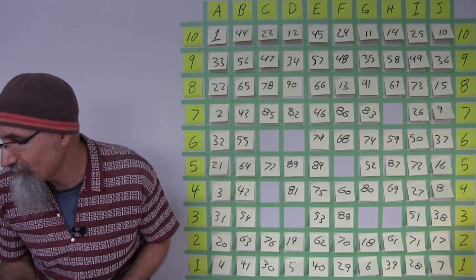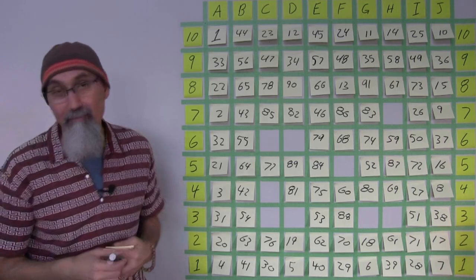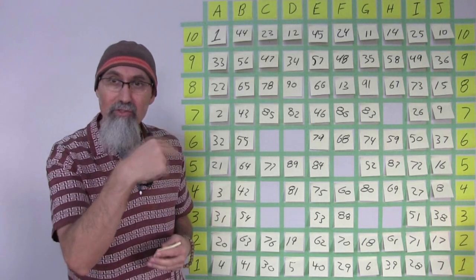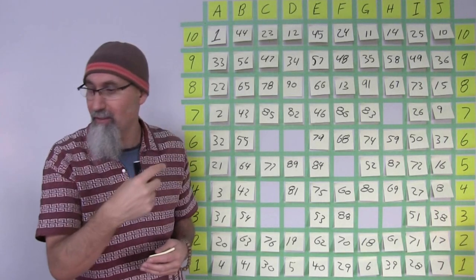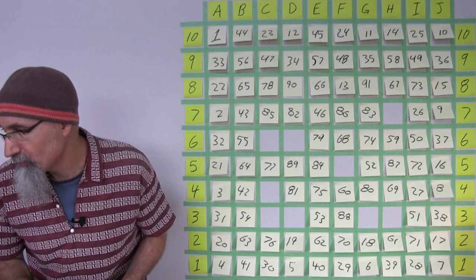So can the next number in the sequence only be placed diagonally or vertically? Yeah, only diagonally or vertically, or horizontally. Horizontally or vertically is 3 squares away. Diagonally is 2 squares away. Let's see.